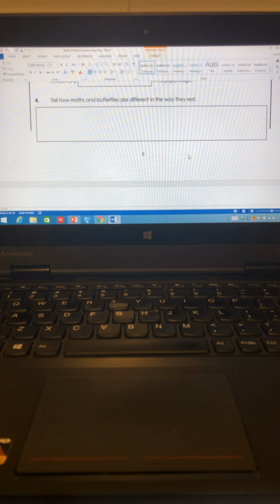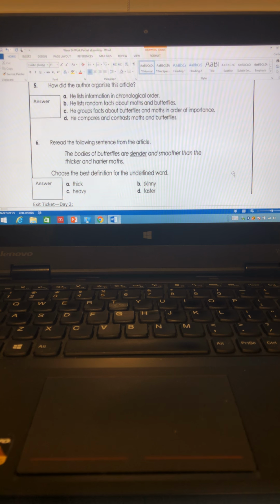Question number four. Tell how moths and butterflies are different in the way they rest. So that's your focus. When they're resting, how is a moth and a butterfly different? Give me the specific answer from the text.